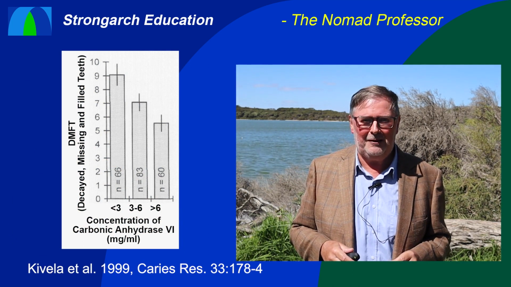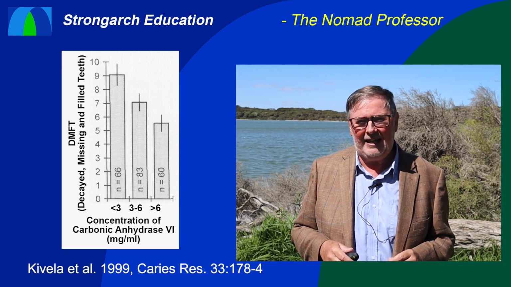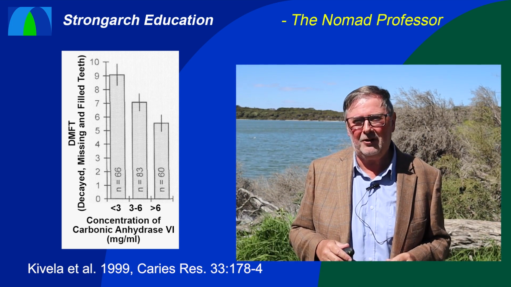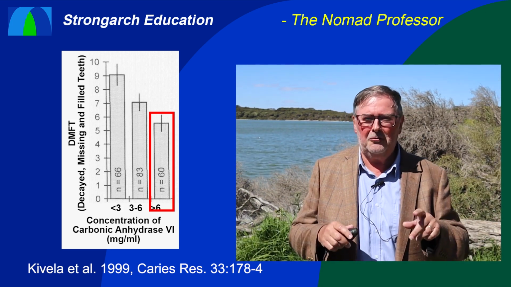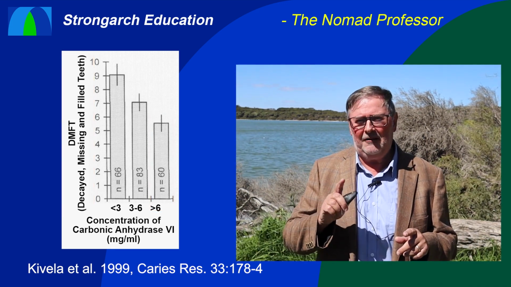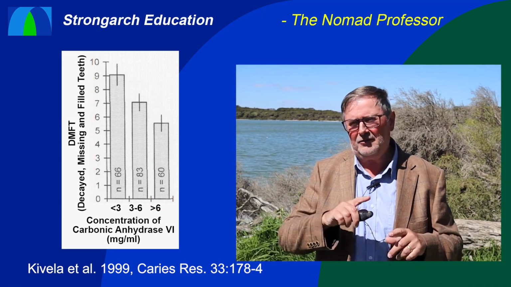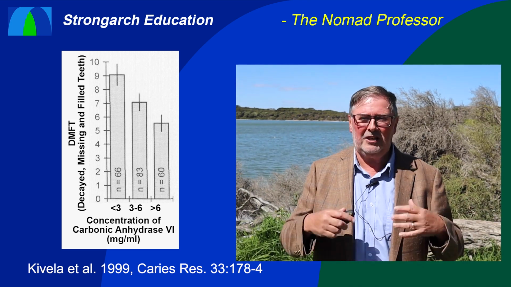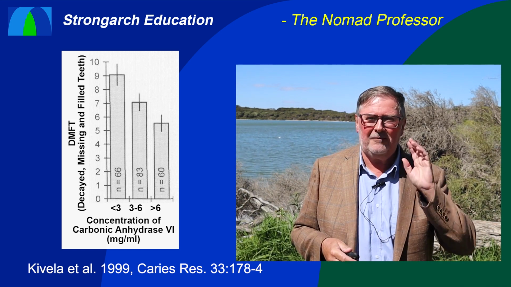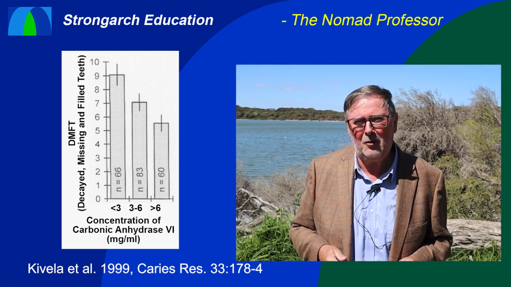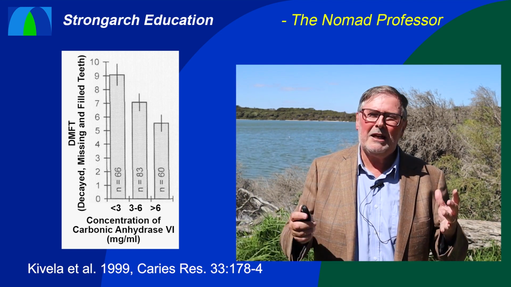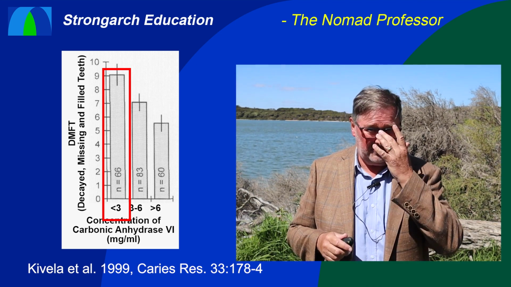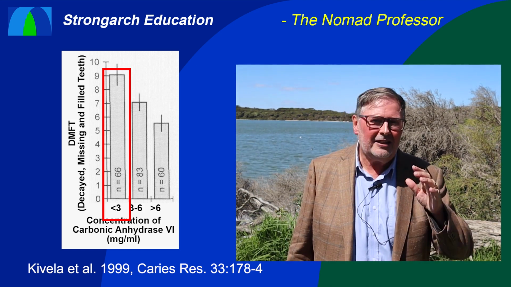This is a histogram from a study that showed that people that have high levels of this isoenzyme of carbonic anhydrase in their saliva have a low DMFT, decayed, missing and filled teeth quotient. So that DMFT is just a measure of total decay. It's a group measure for the amount of decay that someone's got. Those people who had high levels of carbonic anhydrase in the saliva were protected from decay, whereas those who had low levels of carbonic anhydrase in their saliva tended to have more decay.